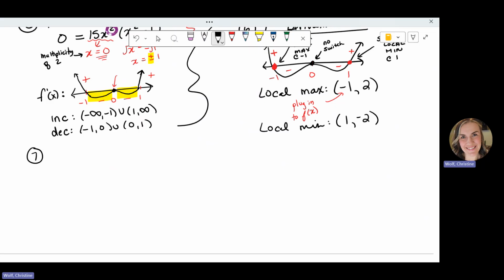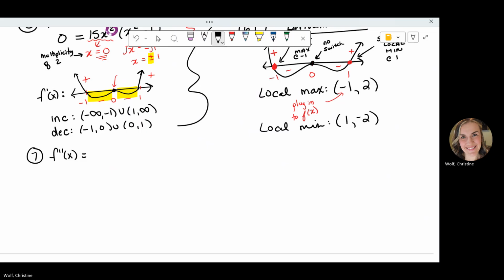So this is back to lesson 2. In lesson 2, 3, I forget, we figured out concavity and inflection points. When is the graph concave up and concave down? And the way you figure out concavity is with the second derivative. Okay, so I need to find my second derivative.